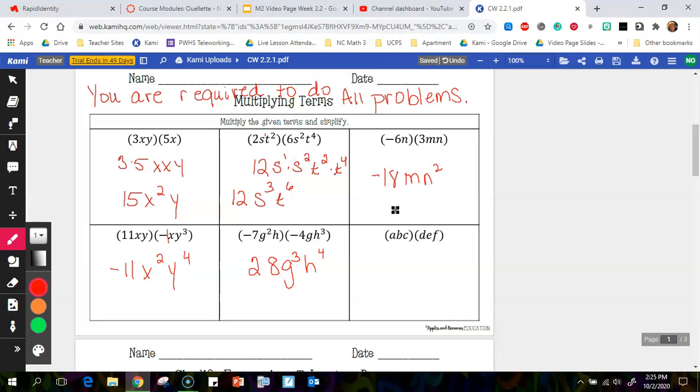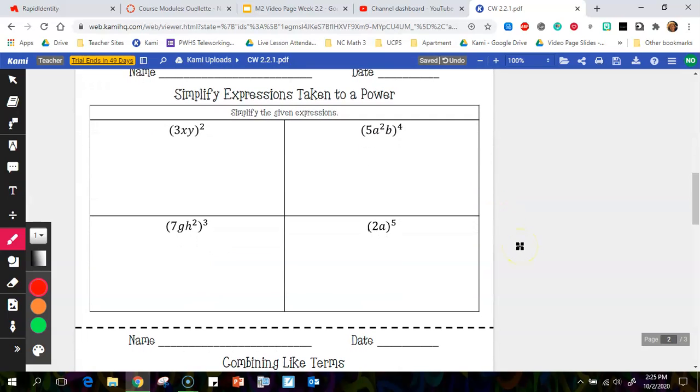Okay, and here we don't have any coefficients, so we would just multiply any variables times each other. But all these variables are different, so we just write a, b, c, d, e, f, like that. All right, next section, simplifying expressions taken to a power. If you remember, we have, hold on, let me find my page here. Here we go. Got it.